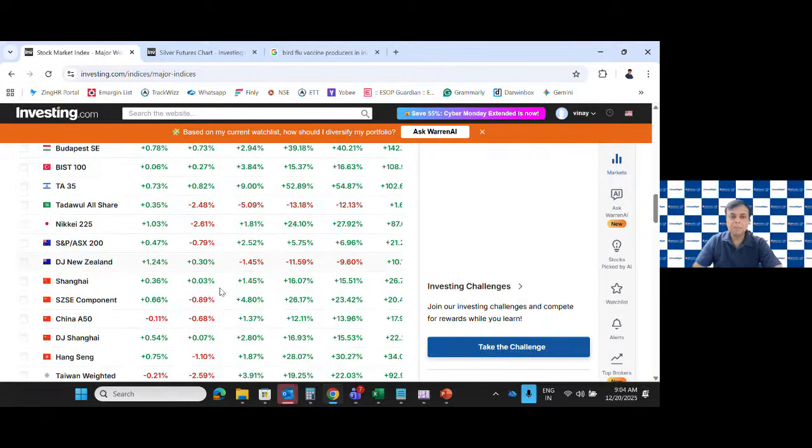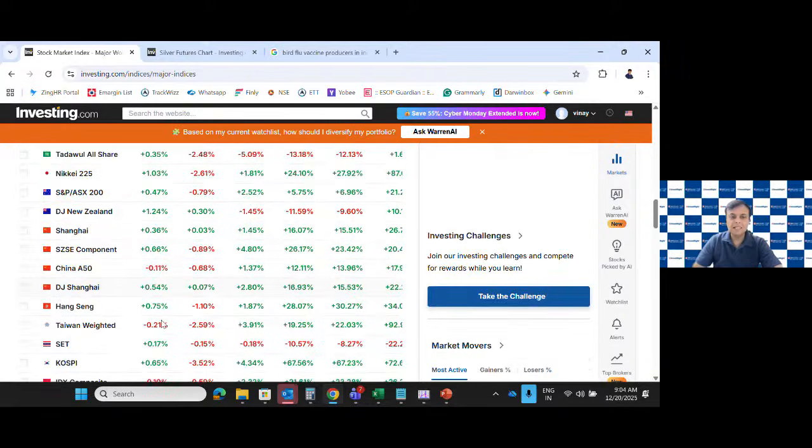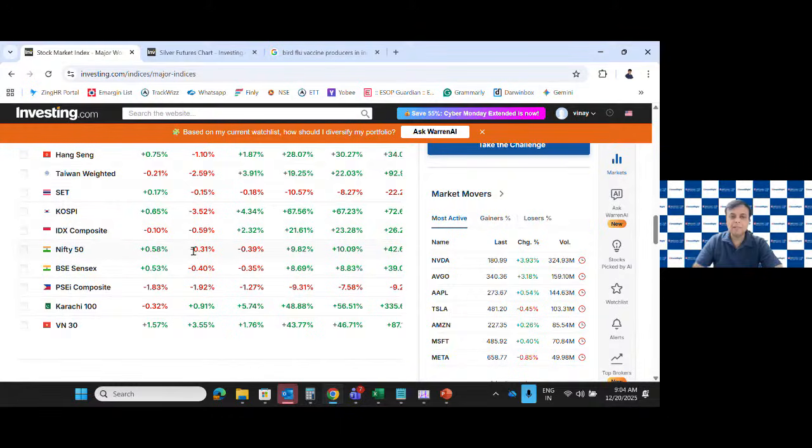If we look at the performance of the Nifty, it has relatively underperformed. Here we can see that the weekly performance of Nifty is minus 0.31, and for the last 1 month the return has been minus 0.39. Compared to the US market, where we saw a rise of more than 4.5% in the last 1 month, Nifty has given a negative return, and Sensex has also gone down by 0.4%. So we have underperformed. We have been underperforming for a long time, for 3-4 months.